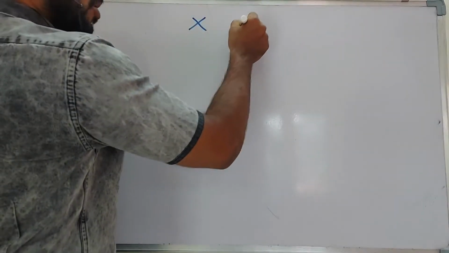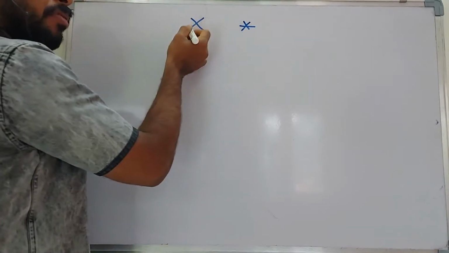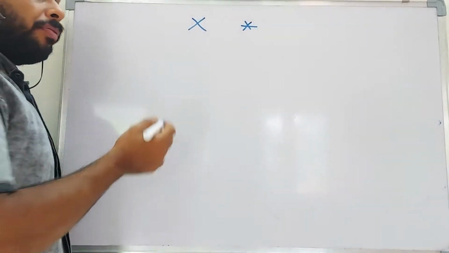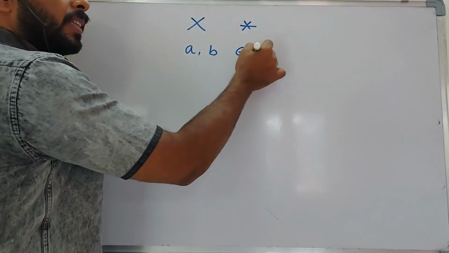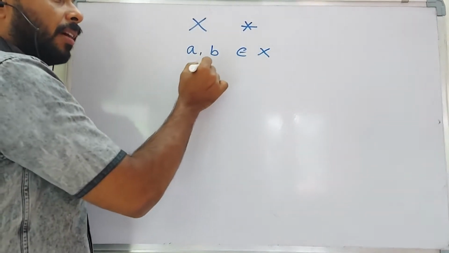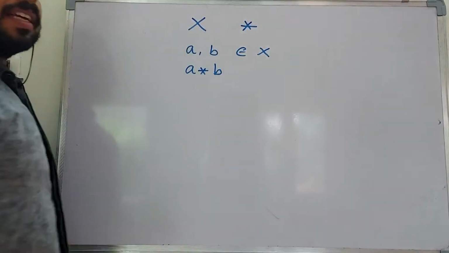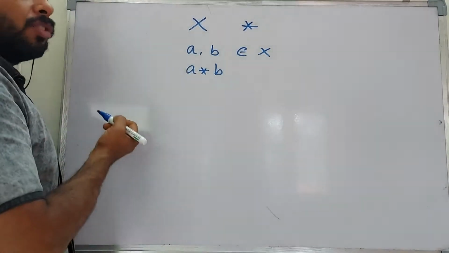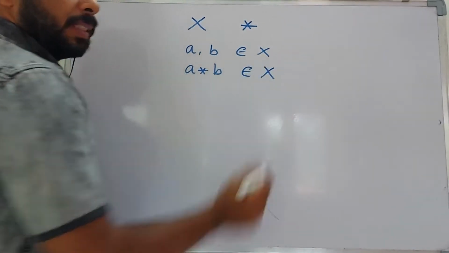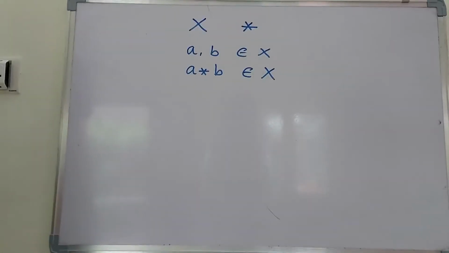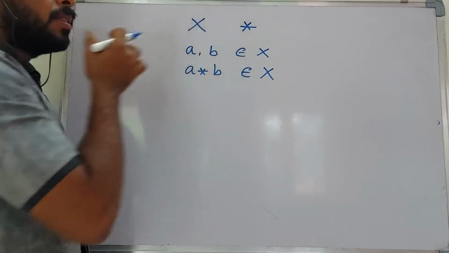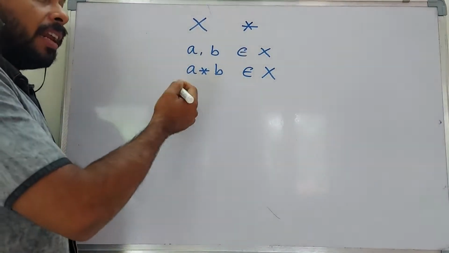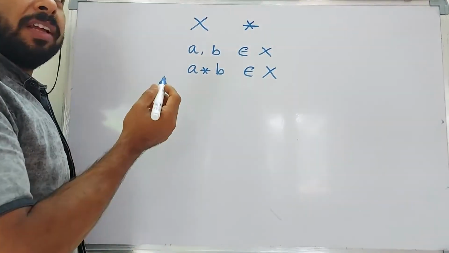A function or an operation star defined on X is called a binary operation if for any pair of elements A and B in X, the image of A and B under the operation star, that is A star B, is also an element of X. Then star is said to be a binary operation. That is, for every pair of elements A, B in X, A star B is also an element of X. Then star is called a binary operation in X.